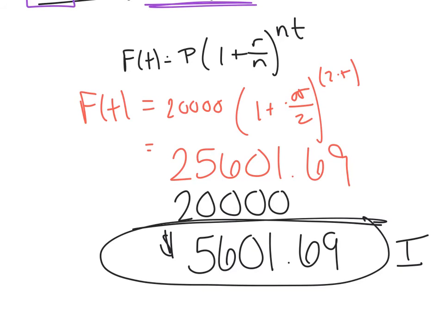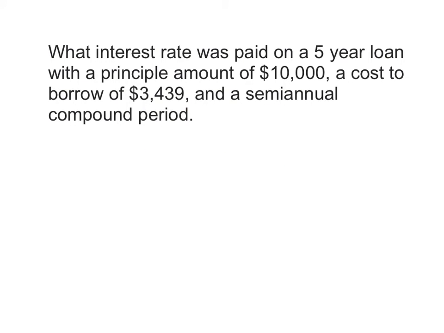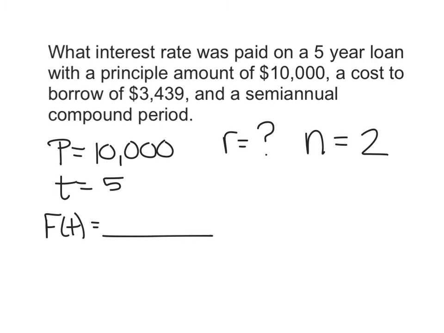All right, now we're going to get into the heavy-duty math here. What interest rate was paid on a 5-year loan with a principal amount of $10,000, a cost to borrow of $3,439, and a semi-annual compounding period? So here's what I figured out. My principal is $10,000. I think they give that to me right here. My semi-annual, so N equals 2. Compounding period, 5-year loan, so my time is 5.